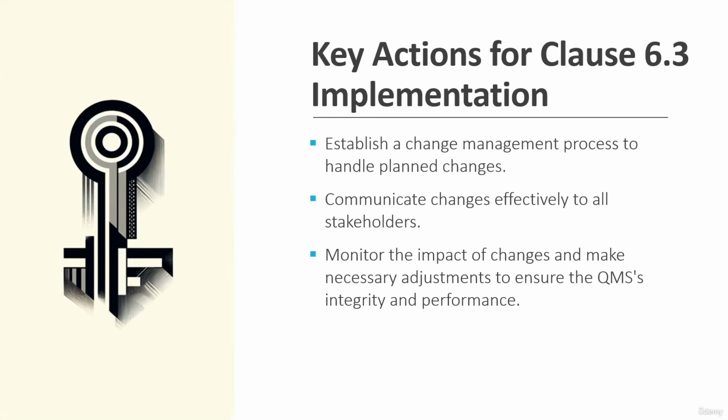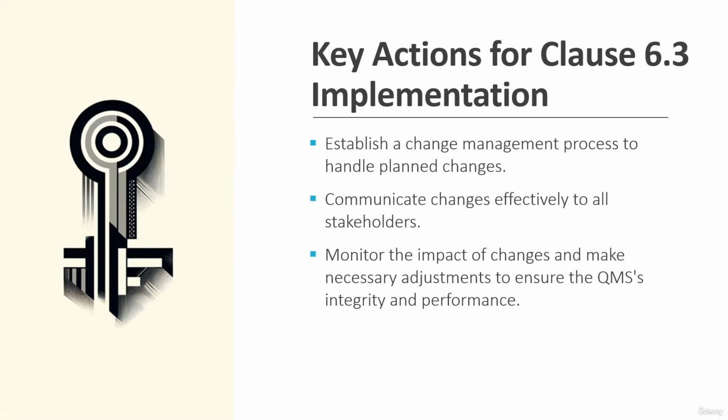Coming to the key actions which you might need for clause number 6.3 implementation. One thing is that change needs to be planned and systematically done, and for that you might want to use a change management process, and those changes need to be communicated to all stakeholders, and you need to monitor the effectiveness of those changes. If that change is not giving the desired result, then you might need to make some adjustment. That also you should be considering, and in all that process, your quality management system integrity should be maintained.